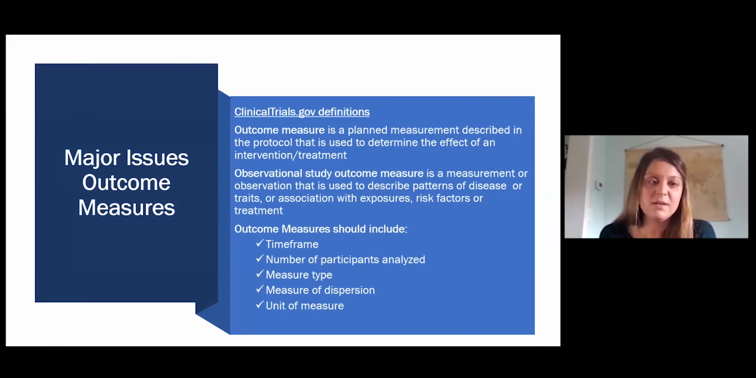So I started here just to say that the outcome measurement described in the protocol to determine the effect is your outcome. And there could be primary and secondary outcome measurements included in your record. And with observational studies, I included this here because we do have some of those studies. It's used to describe patterns of disease, traits, or association with exposures, risk factors, or treatments. But overall, your outcome measurement should include a time frame, the number of participants that you analyze, the measure type, and the measure of dispersion and unit of measure.